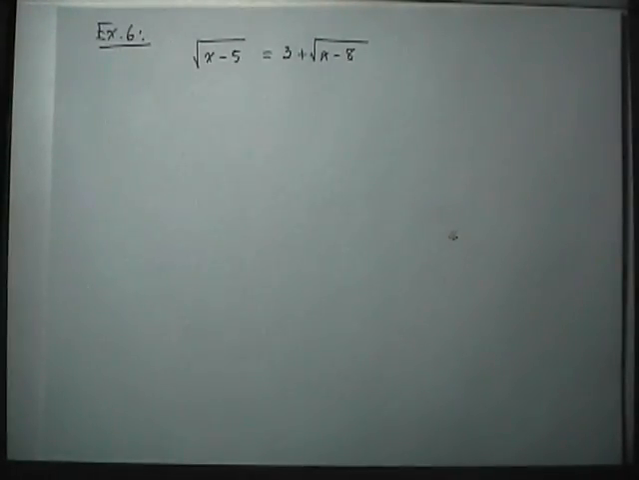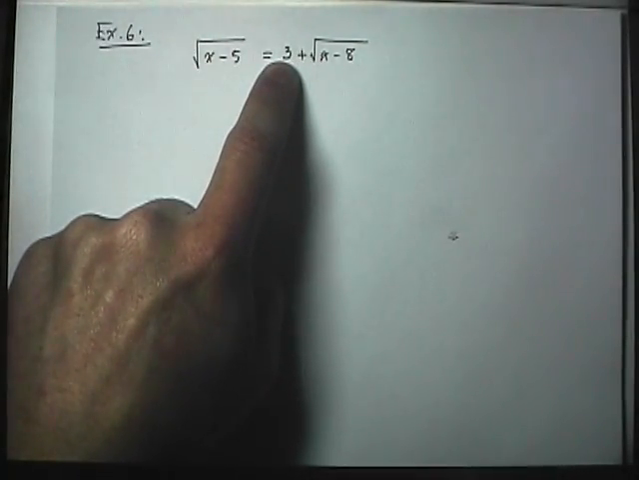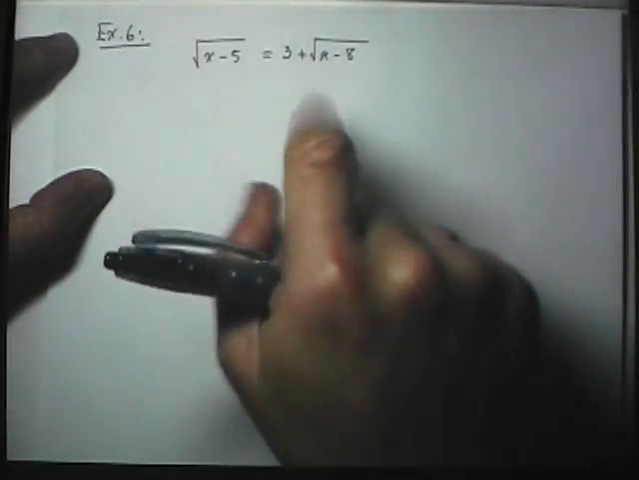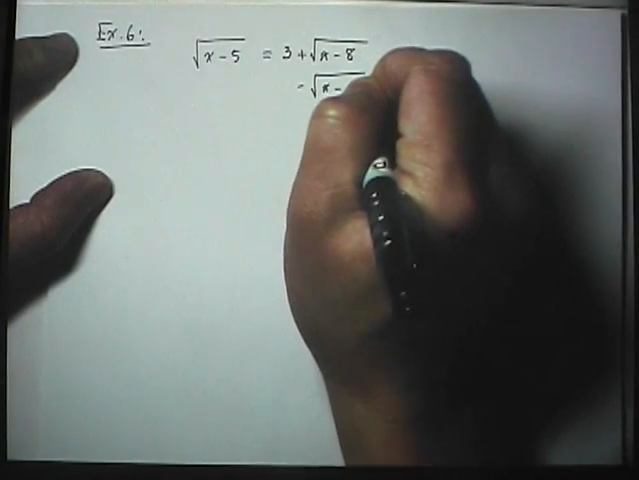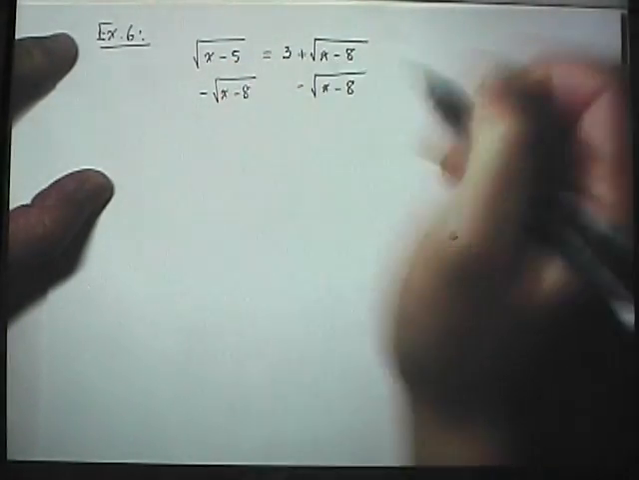Okay, so once again, I'm having two radical terms here. And this time, once again, the worst thing is they are not already isolated yet. The radical terms are all over, and I have a 3 as my only non-radical term. So, before you square both sides, I need to rearrange the radical terms. So I'm subtracting that square root of x minus 8 from both sides.